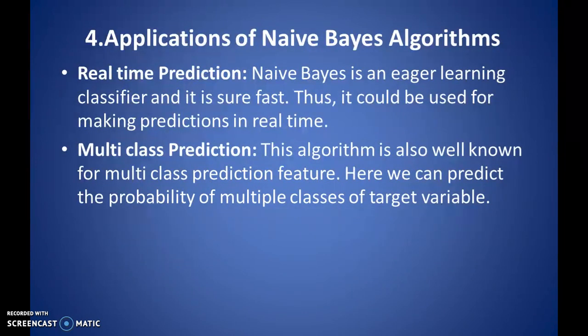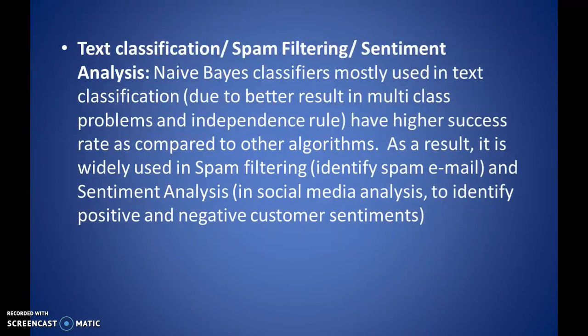Applications of the Naive-Bayes algorithm would be real-time prediction. Naive-Bayes is an eager learning classifier, and it is sure fast. Thus, it could be used for making predictions in real time. Then we have multi-class prediction. This algorithm is also well known for multi-class prediction features. Here we can predict the probability of multiple classes of target variables. And then we have text classification, spam filtering, sentiment analysis.